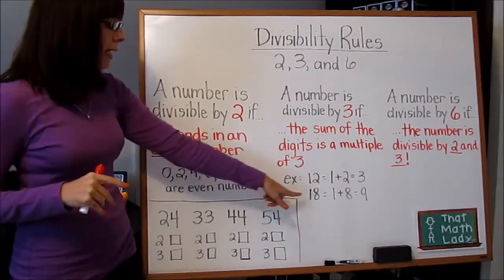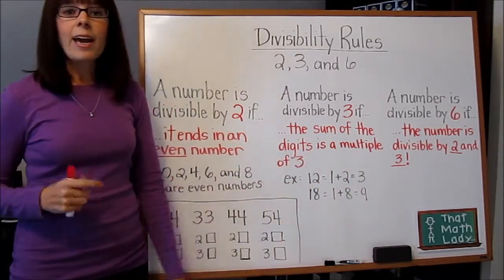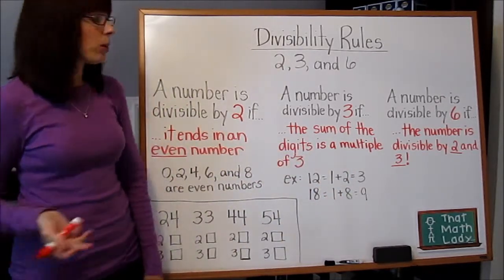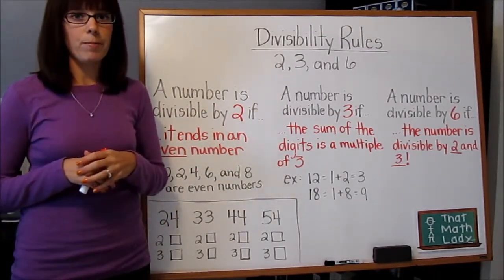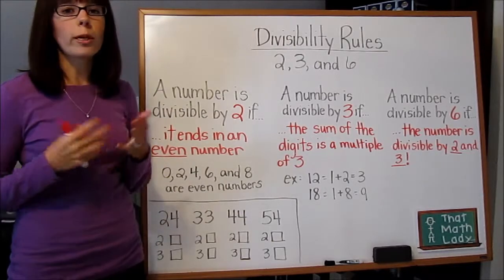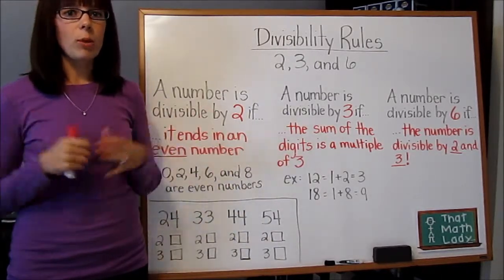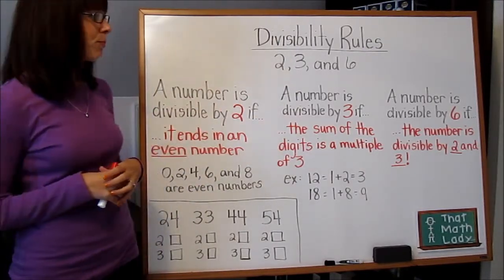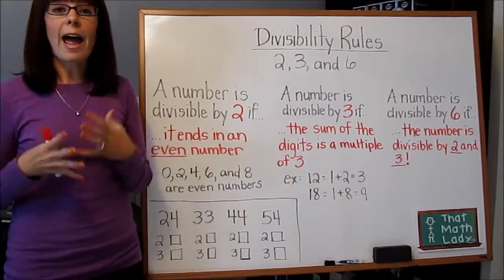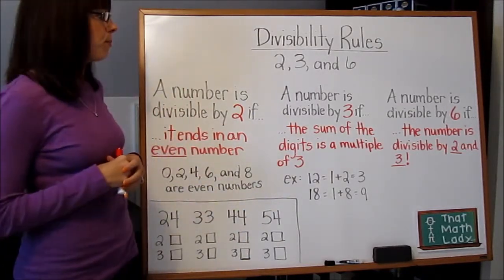Another example is 18. So if I take the 1 and the 8 and I add them together, I get 9. And 9 is also a multiple of 3. So I know that 18 is divisible by 3. Let's think of another number, 24. 2 plus 4 is 6. 6 is a multiple of 3. So you know that 24 is divisible by 3. And it works with any number. Just add the digits together and see if your sum is a multiple of 3.